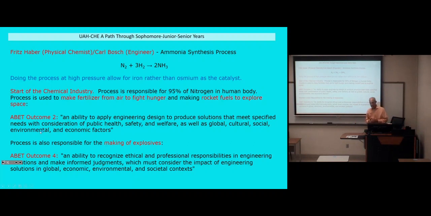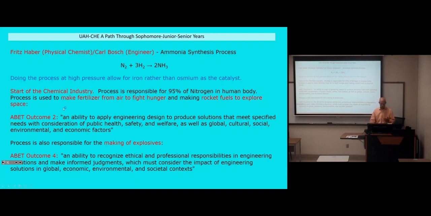So what Bosch did was discover that if you did the process at high temperature, you could use plain old iron as the catalyst. So all of a sudden the production of ammonia skyrocketed. So this was really the start of the chemical industry. This process is responsible for 95% of the nitrogen in the human body. The process is used to make fertilizer. With this, we can grow crops more robustly, more of them, so we can fight hunger. It's also used for rocket fuels to explore space.